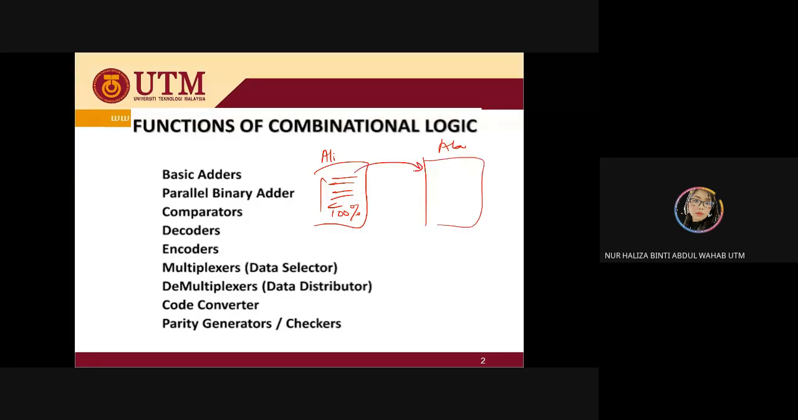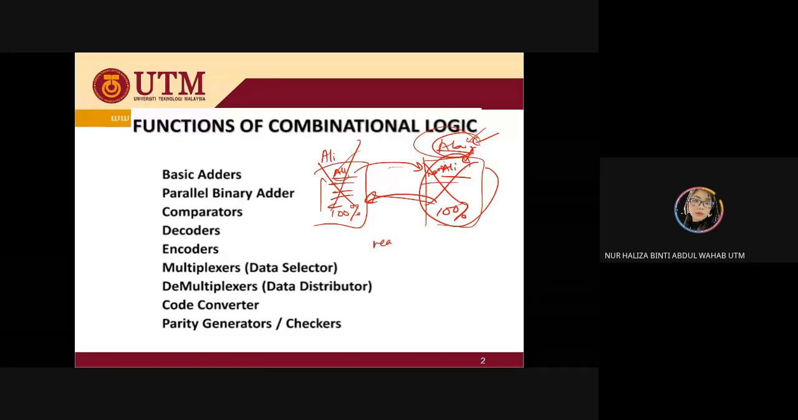So Ali gave the answer script to Abu, but maybe Abu was very stressed at that time, or maybe in a rush. What Abu did was upload the answer script of Ali. So although his name is Abu, the name in the answer script file is Ali. So this is basically similar, 100% from Ali. So both of them need to repeat the subject.